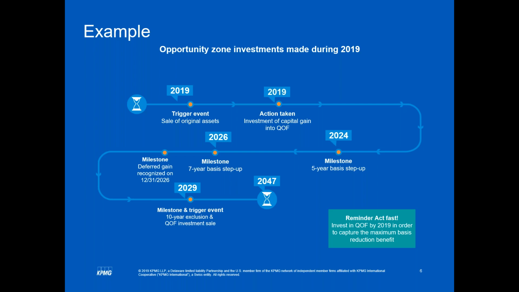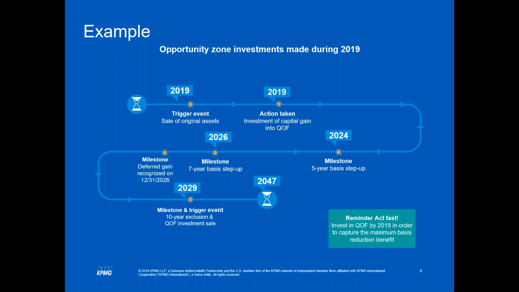Capital gains have to be invested in the QOF by 2019 to get the full 15%. If you invest in 2021 in the QOF, then you'll only get the benefit of the 10% basis step up. The next date is 2021. You have to invest then, and if you miss that date, the basis step up goes away and you get 0 basis step up.